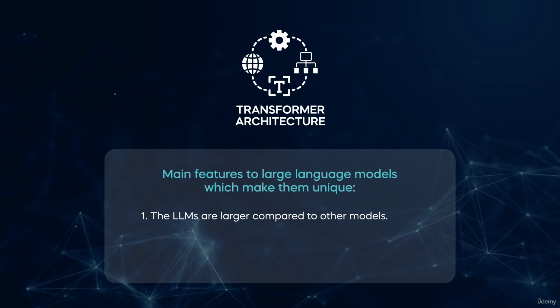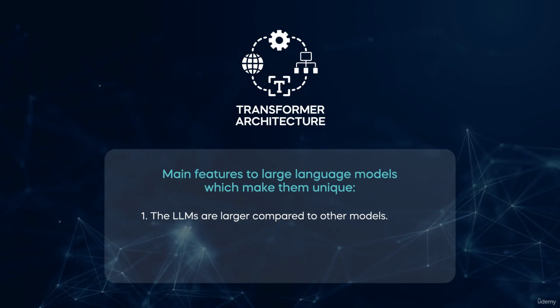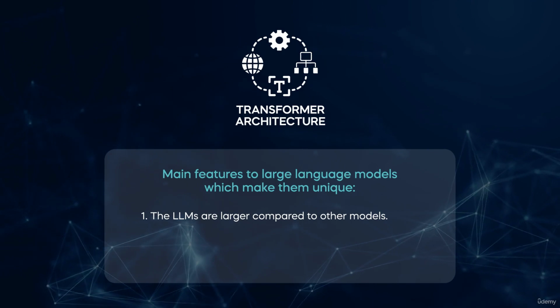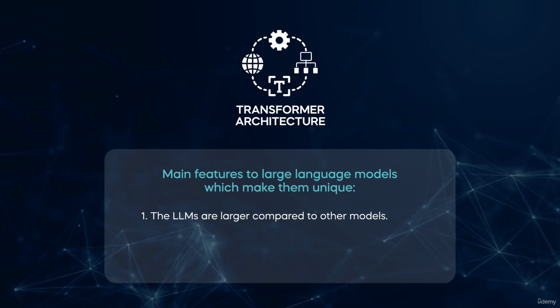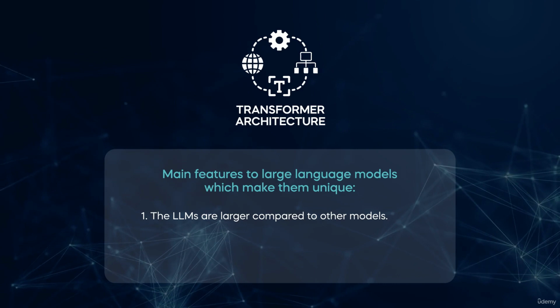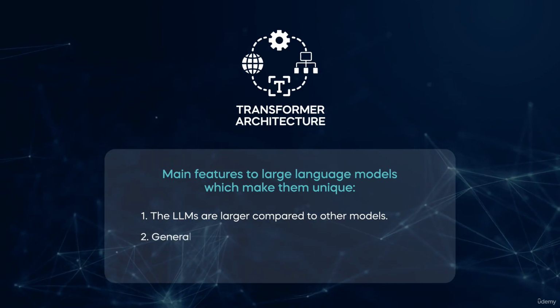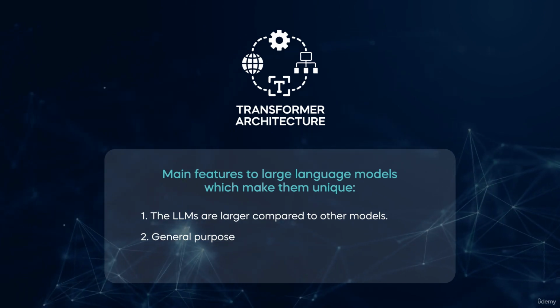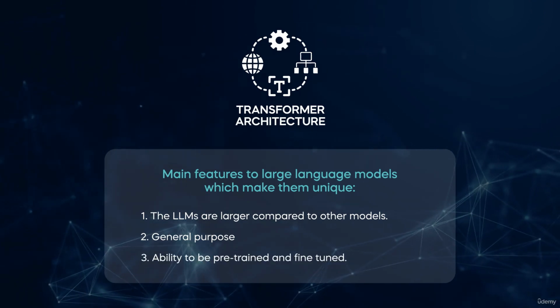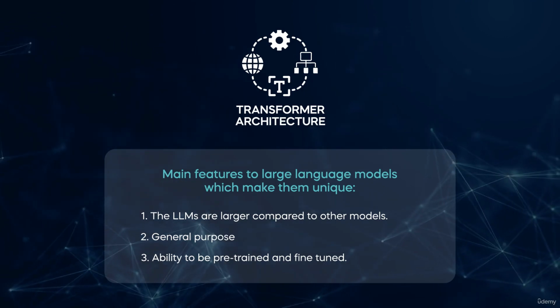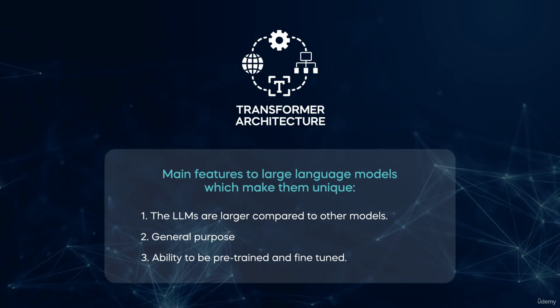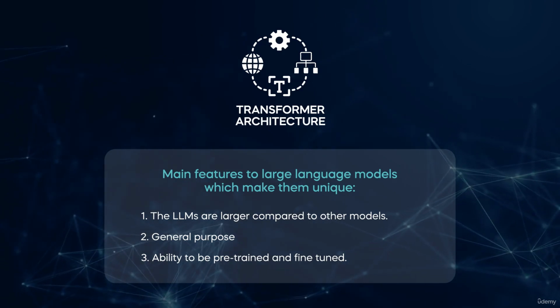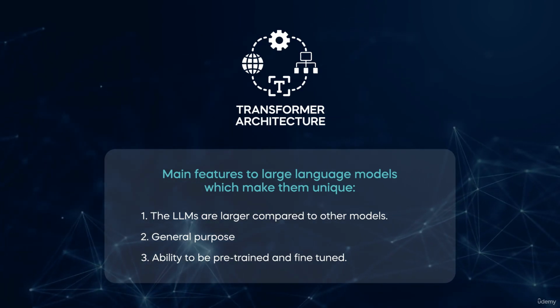Compared to other models we've seen before, these models are massive in size. Their size is one of the aspects that allows for the amazing results we've seen from large language models. The second aspect of LLMs is their general purpose, and the third is that they're able to be pre-trained and fine-tuned. Now, let's move on to our next lessons where we go over each of these features in more detail.